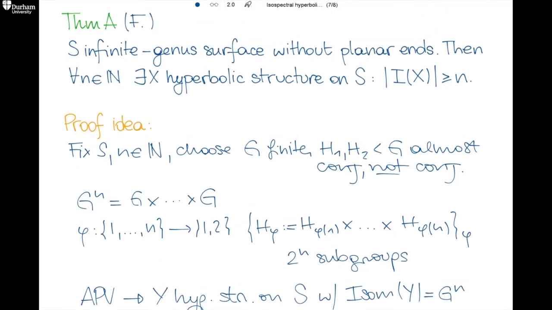What happens in the second theorem is that there I need many more groups, because I need to find an uncountable family. Instead of looking at G to the n, I look at the product of infinitely many copies of G, and I similarly look at subgroups constructed in a similar way. Then I won't be able to apply Sunada's criterion directly because that works only for finite groups.